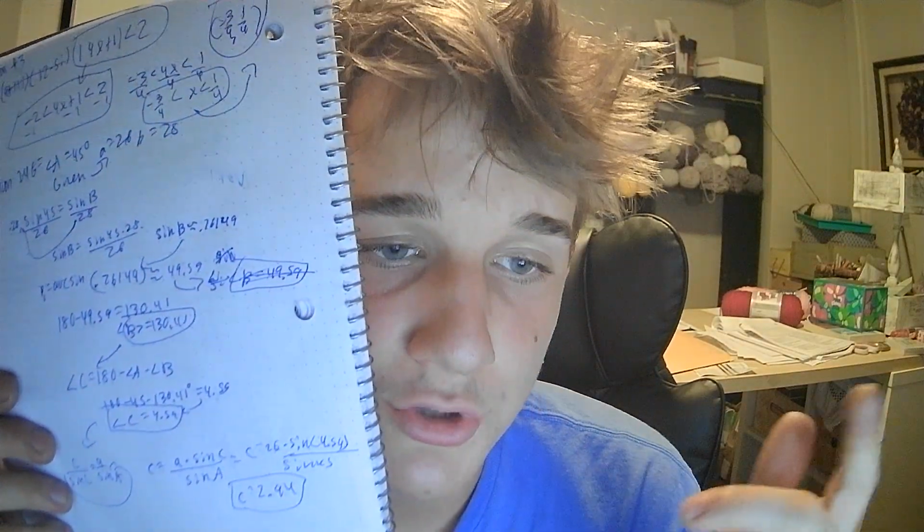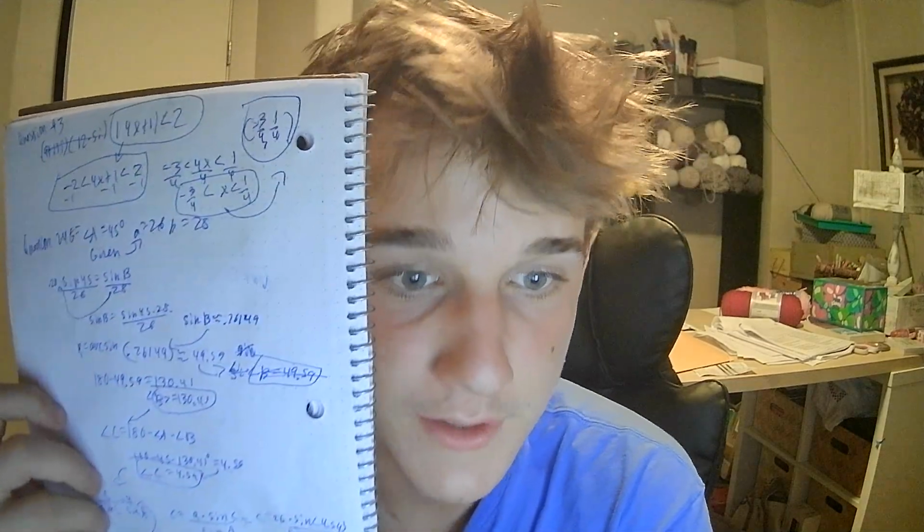And then we subtract, since we know our whole triangle is going to be equal to 180 degrees, we do 180 subtract the possible angle. So we get 130.41, which is our angle measurement for B.